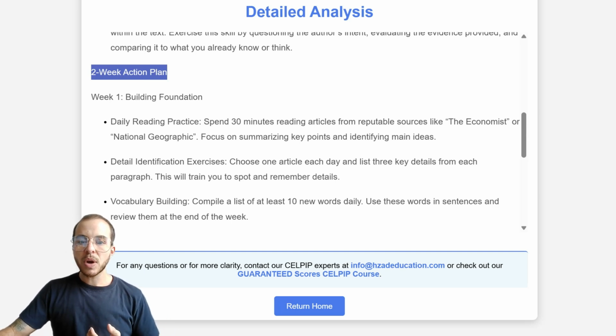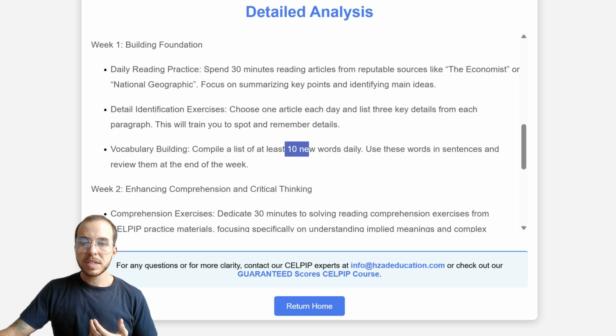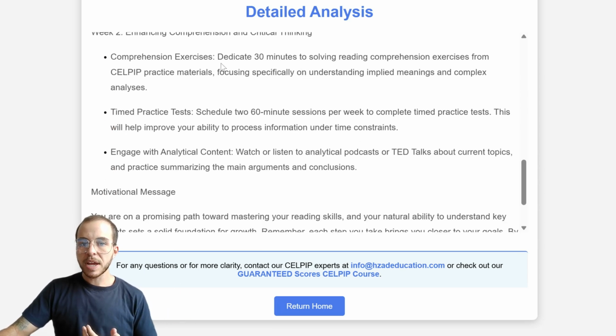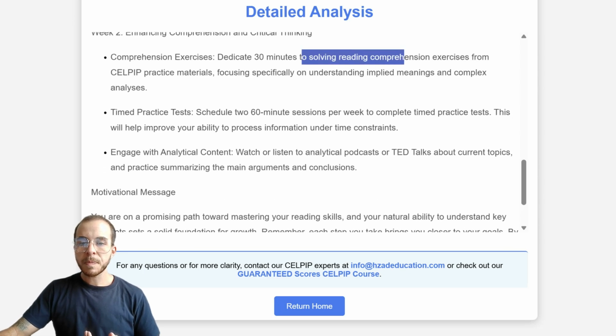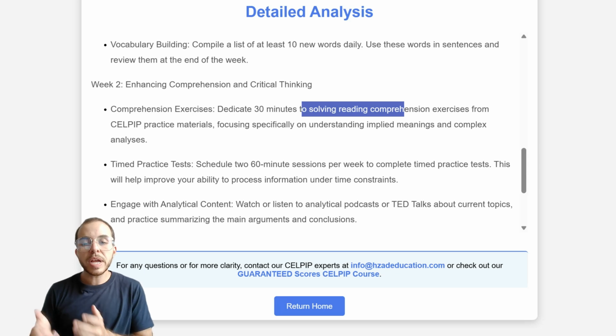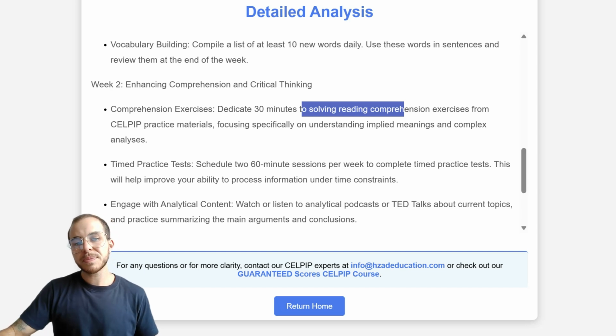So it's going to tell you to go and read for 30 minutes, like National Geographic or The Economist. And then it's going to tell you on the next week to build a list of 10 new vocabulary words, etc., etc. Dedicate 30 minutes to solving reading comprehension exercises from CELPIP. Once you go through these 2 weeks, you are going to have a much stronger capability to do the reading part of the CELPIP exam. So I really highly recommend that you follow it.